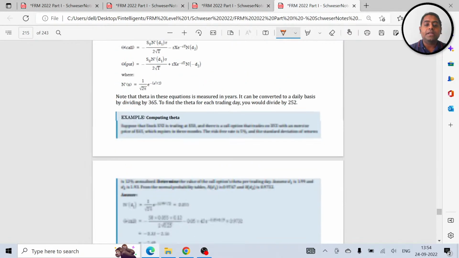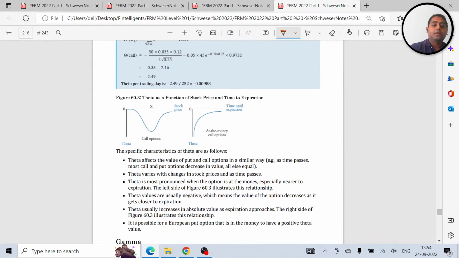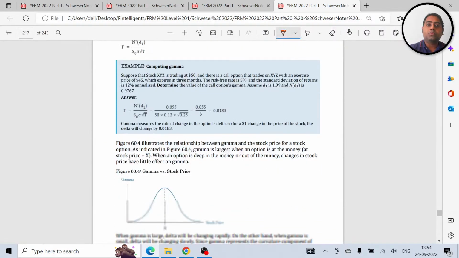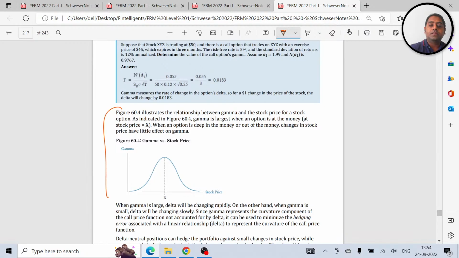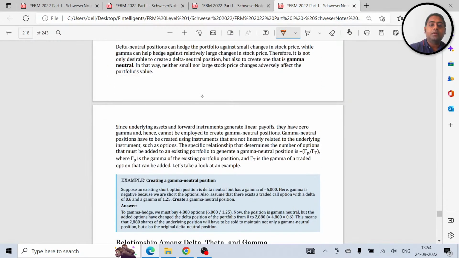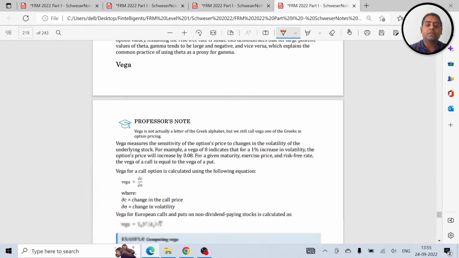Theta, in the theta section, only the understanding part, the calculation part they don't test. These parts you should focus more on, marking it as star. Gamma formula also not tested heavily. This entire section, and there's a gamma neutral sum. This sum is also important. They have not tested this sum heavily in the past, but I feel that this can get tested. So important. Relationship between everything is okay.